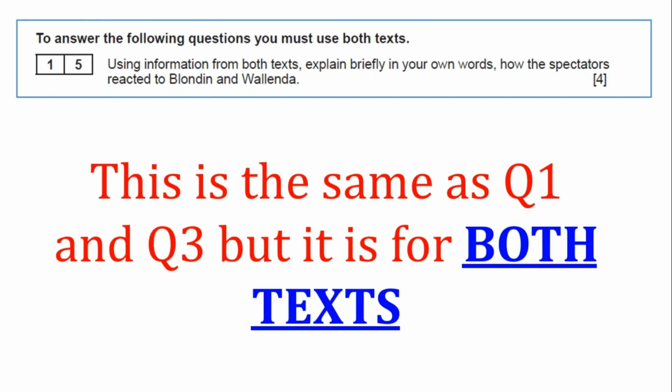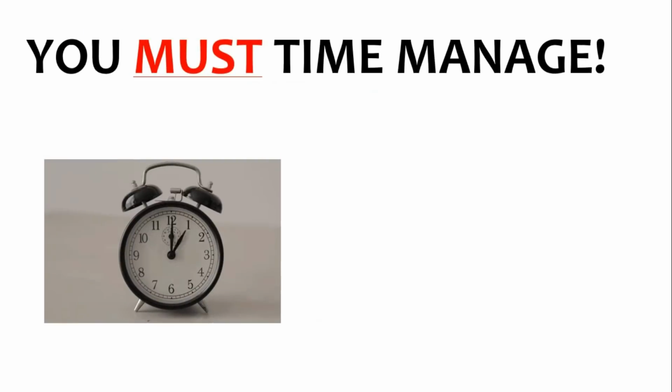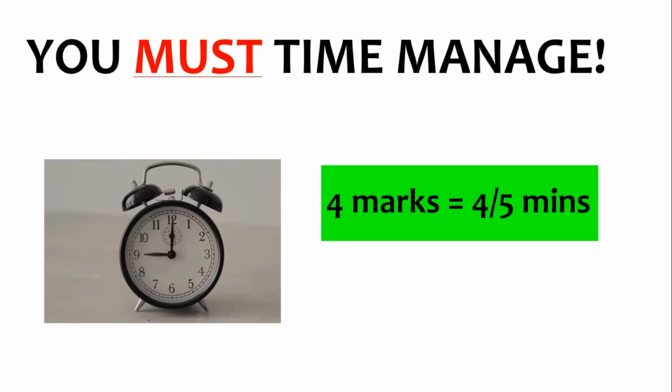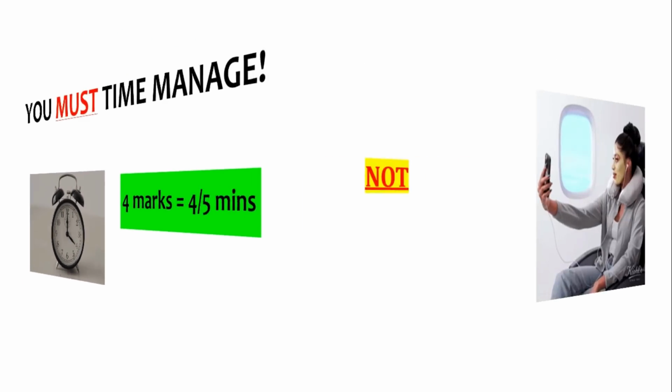So basically, questions 1 and 3 are exactly the same as question 5. The only difference is you're doing it on both texts. So you're just finding the information from the text, plucking it out and writing your answer. In this question, you don't have to say this suggests the writer is doing this. All you're doing is picking out information. Time manage, so it's 4 minutes, or at the most 5 minutes. I would say 4 minutes, do it as quick as you can.